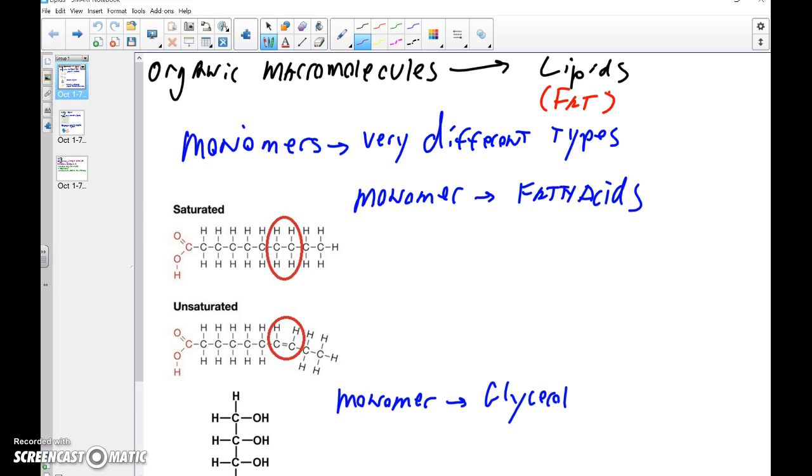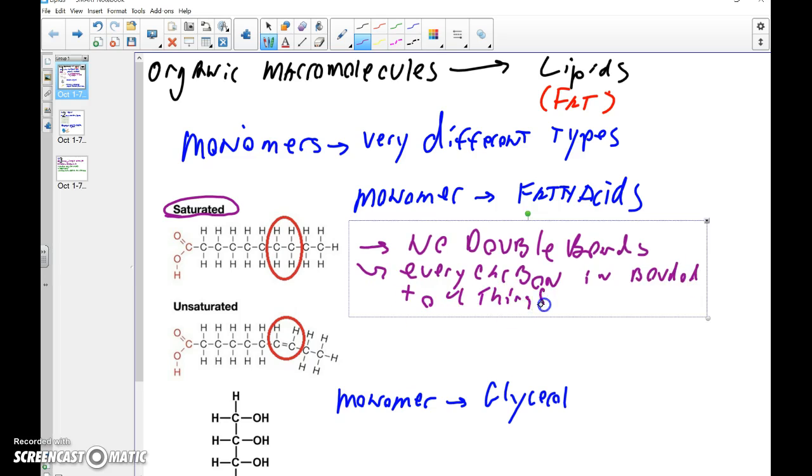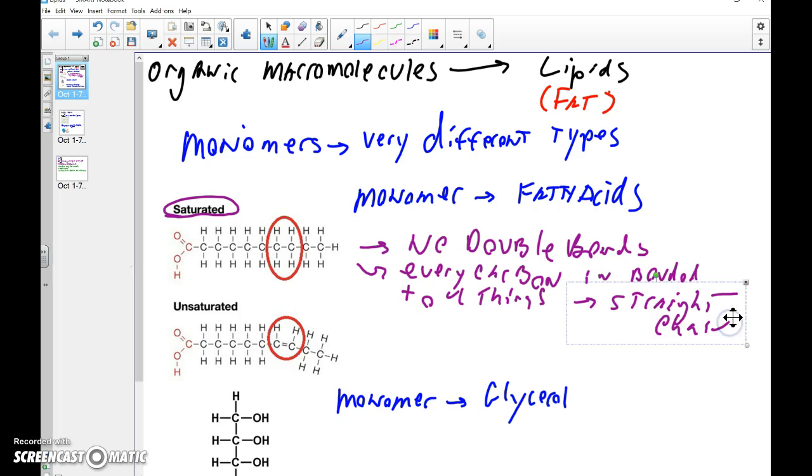So the first monomer of lipids is actually something called a fatty acid. And there's two types of fatty acids. You'll see a saturated fatty acid, which means it has no double bonds, okay? And this means that every carbon is bonded to four things. This actually causes a straight chain, and you can see that in the diagram to the right, that the chain for this is very straight.